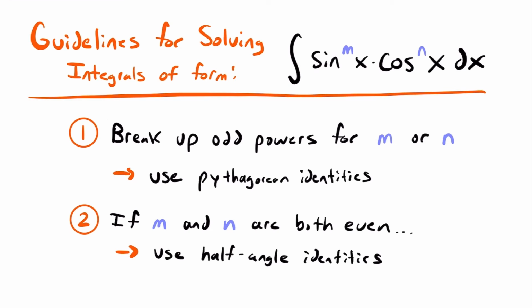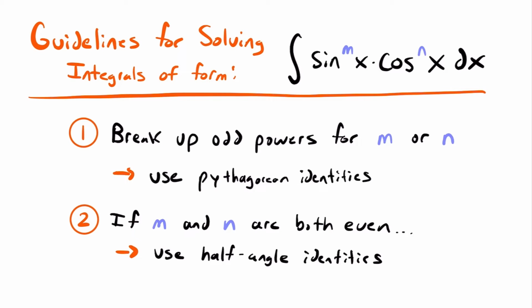All right, so in general, these are the guidelines that you want to follow when you are solving an integral of this form where you have sine times cosine and each of them are raised to a power. What you want to look for is an odd power for either sine or cosine, right? So if you see a power that is an odd number, like 3, 5, or 7, and so on, what you want to do is break up those odd powers for m or n, and then you're going to use your Pythagorean identities to rewrite that integral in a certain way.